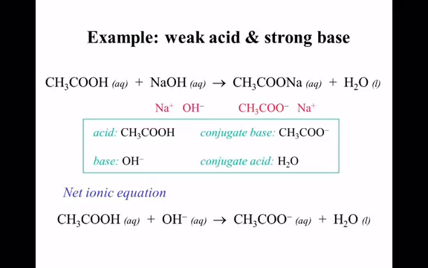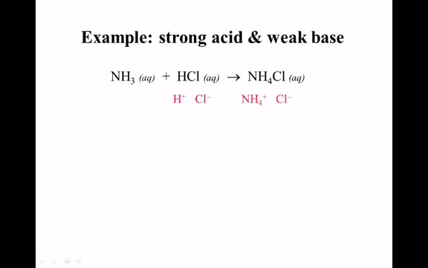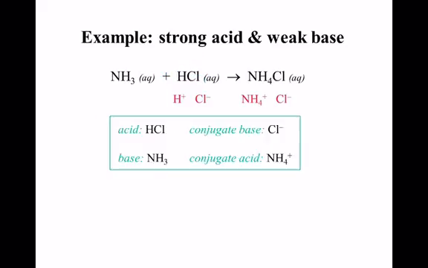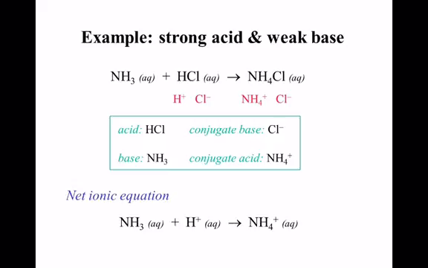An example of a strong acid, weak base. Here we go. Strong acid, hydrochloric acid. Oops, sorry. Put SA under HCl. NH3, weak base. Form salt right here. Conjugate acid-base pairs look like this, differ by a proton. And the net ionic equation looks like this, minus the chloride ion.